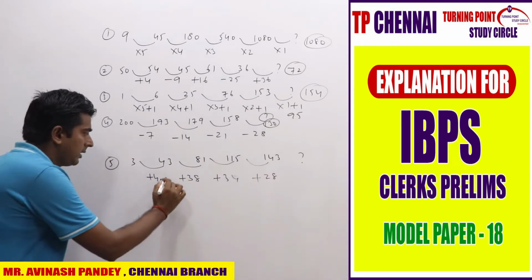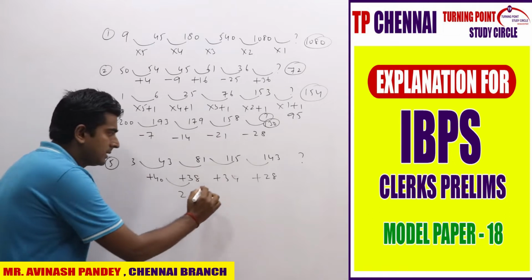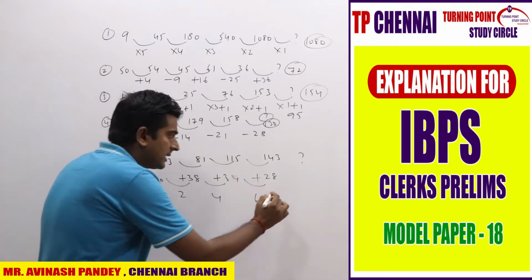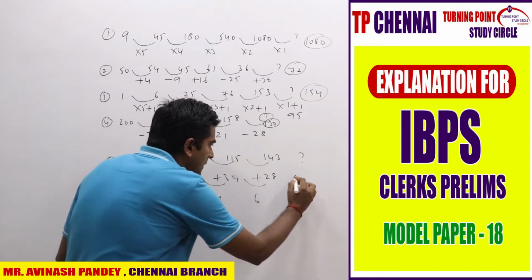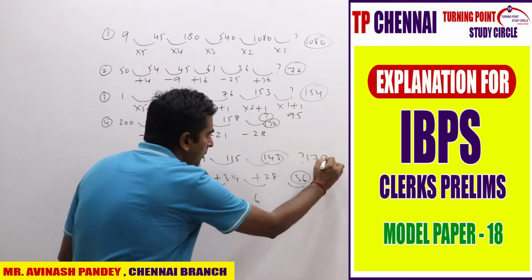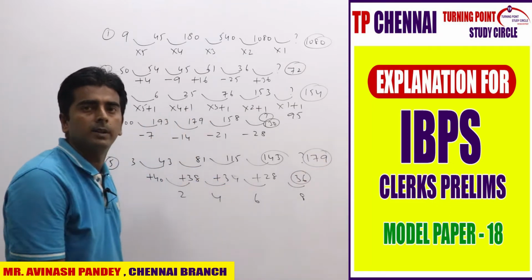But when you see the gap between the differences, it is 2, then 4, then 6, so the next gap will be 8. That means the next difference will be 36. So 143 plus 36, what is my answer? 179. My answer is 179.